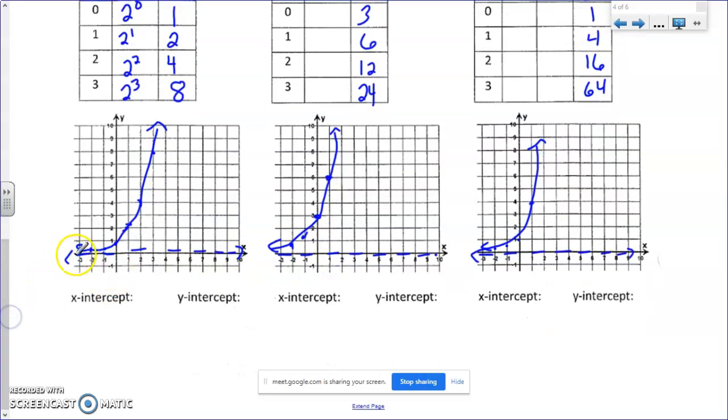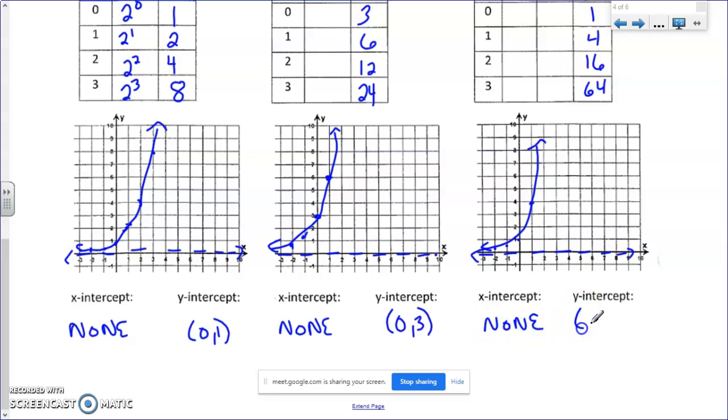All right. What is the x-intercept in this graph? It's where the graph crosses the x-axis. It doesn't. So there's not 0, none. Remember, 0 is a number in math. Okay? What is the y-intercept here? 0, 1. Very good. What is the x-intercept here? None. It does not cross because the asymptote's there. What is the y-intercept? 0, 3. What is the x-intercept here? 9. And the y-intercept? 0, 1. Okay. So you should be able to do that.